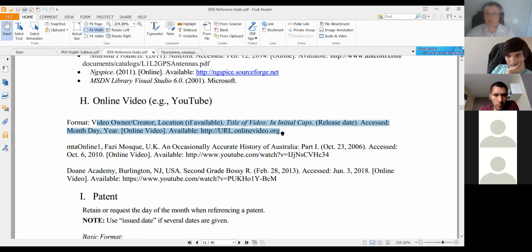Basically, people do not have to remember all those IEEE referencing conventions, all right? What people do is, if they have a special source, they just go to the guide and see how you're supposed to be referring to the source.